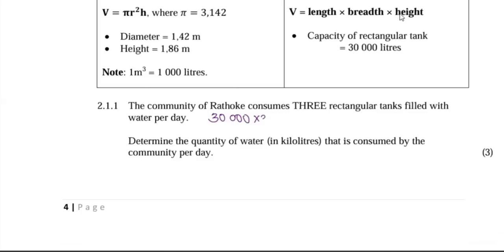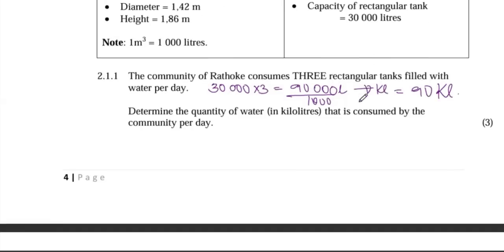So it's going to be 30,000 times 3, which becomes 90,000. But these are liters. We want them to become kiloliters. What do you do? You divide by 1,000. So the answer here became 90 kiloliters. Okay.